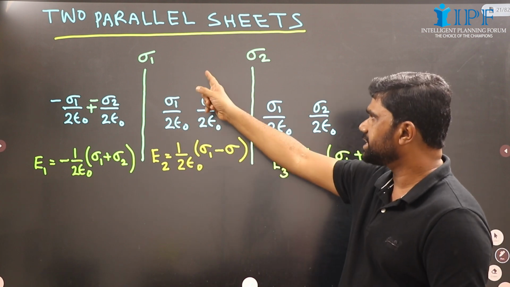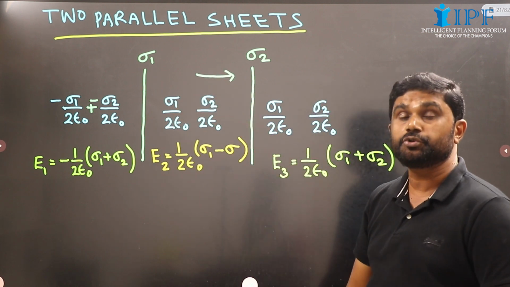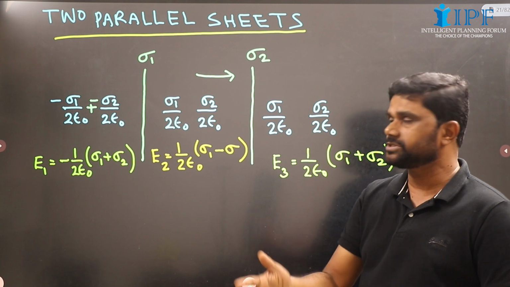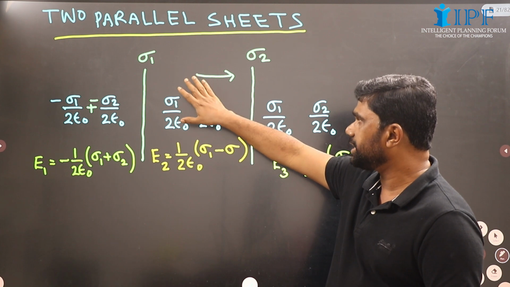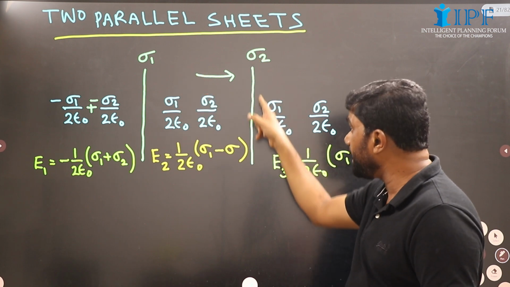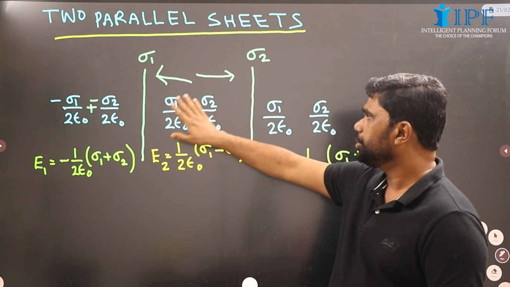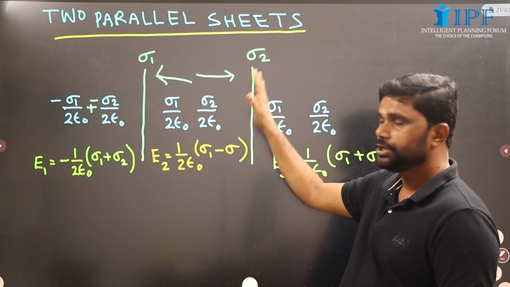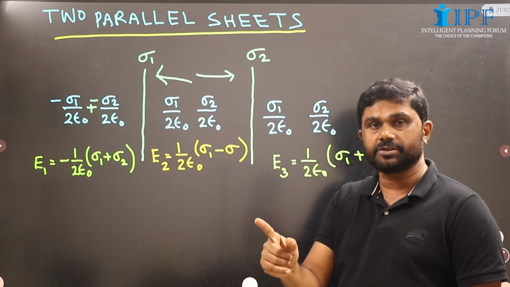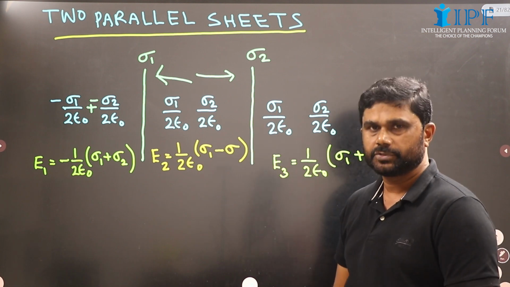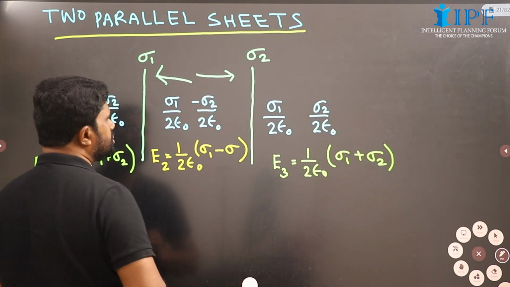When a positive test charge is kept here, it will be repelled by this plate, meaning along this direction due to the first plate. Let me take it positive because this direction I have taken negative. Now the positive test charge kept at this position will be repelled by this plate, meaning towards left. So the field in this region due to the first plate will be directed towards right, and due to the second plate will be directed towards left. So the field due to the first plate is positive and the field due to the second plate is negative. So sigma 1 by 2 epsilon 0 is positive and sigma 2 by 2 epsilon 0 is negative.